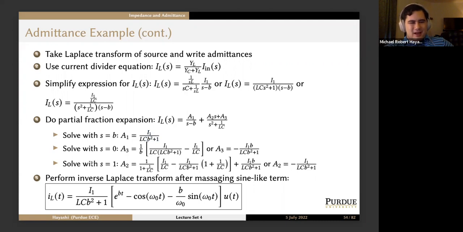And then our s equals 1 term, you work this out. It is really messy, and it took me a few tries to get the right answer here. But you eventually get A2 is equal to negative A1. So A2 is equal to I1 over LCb squared plus 1.